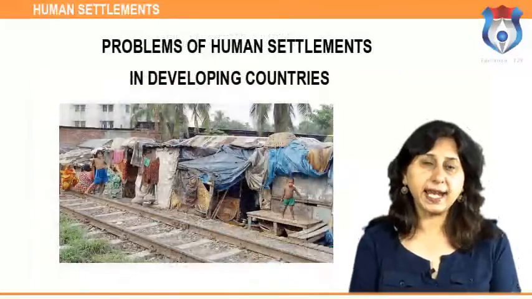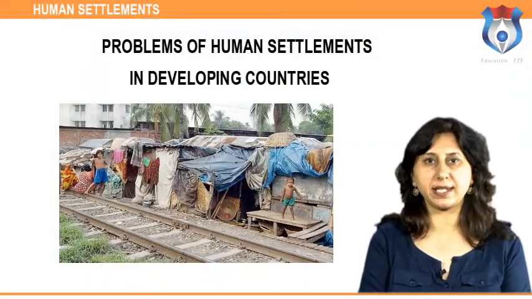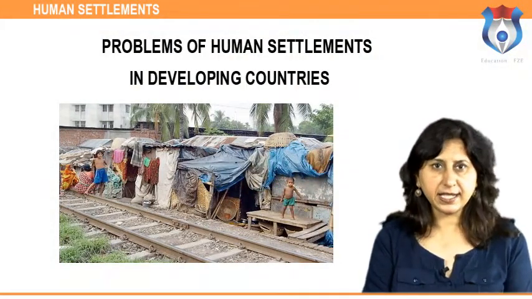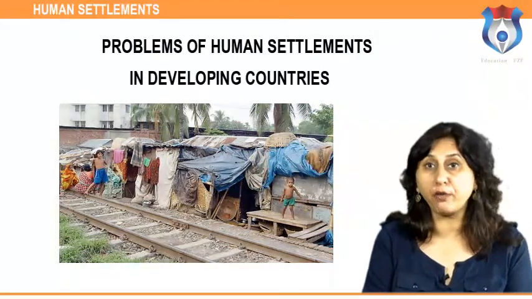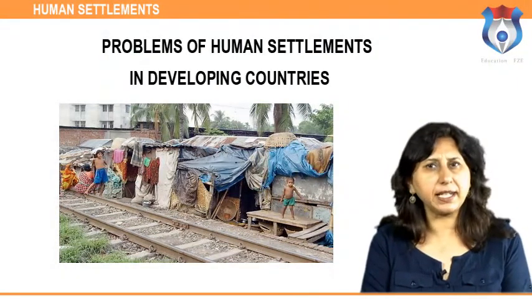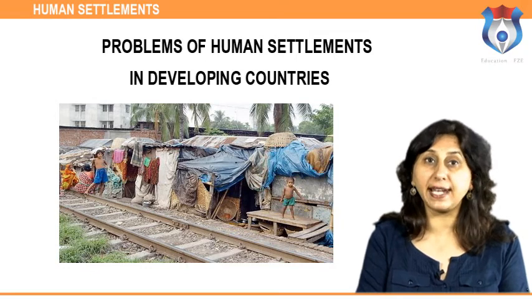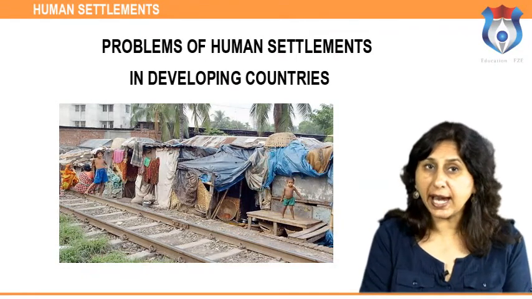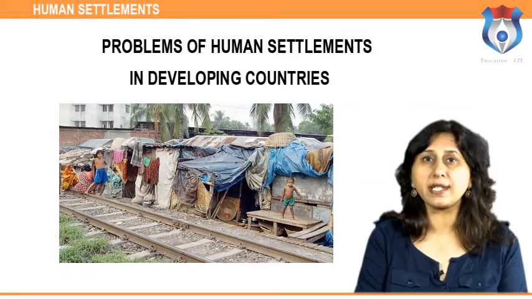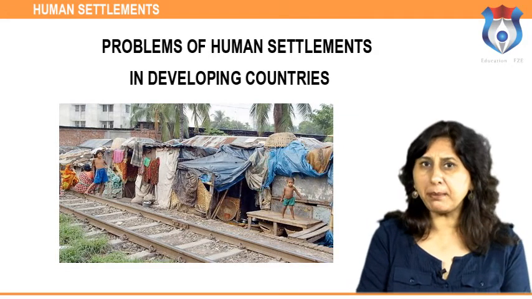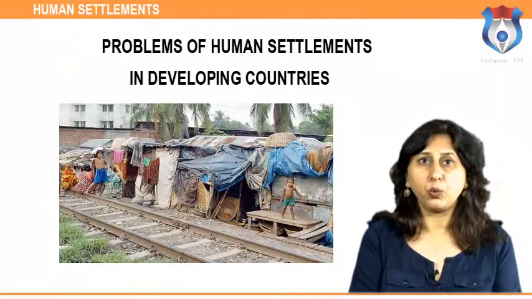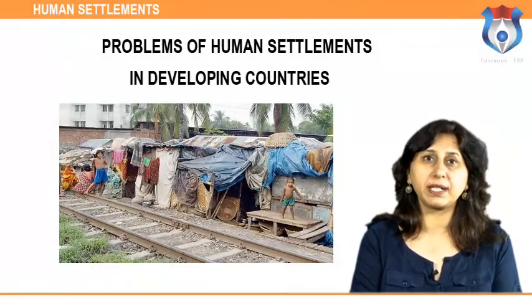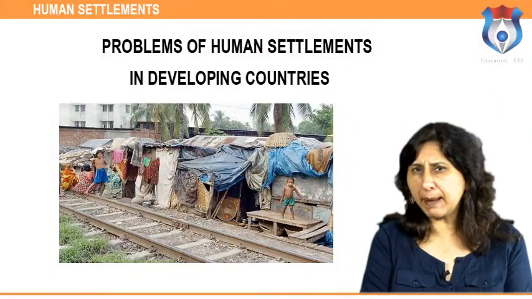Problems of human settlements in developing countries. Urban areas in developing countries are characterized by increasing poverty. There is typically a large population of less affluent people residing in slums and squatter settlements. A slum can be broadly defined as a dilapidated shelter, while usually a squatter settlement is highly organized despite being illegal.